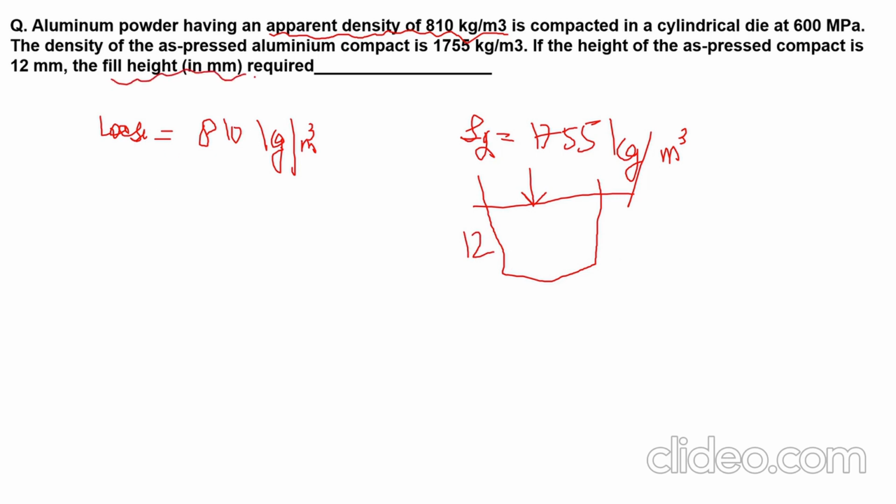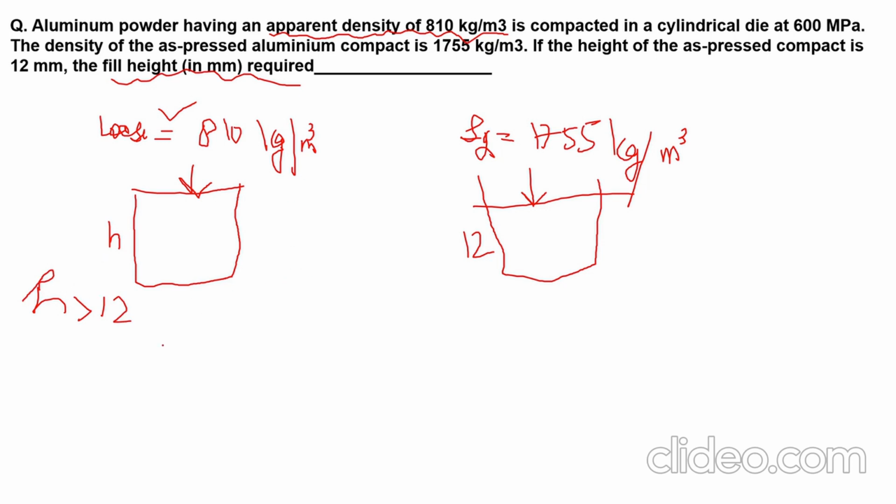Fill height means what was the height of the bed before it was subjected to compaction. That is, when it was in this loose powder form, what was the height of the powder, or the fill height. That fill height is always represented for the apparent density, where the powder is loosely present in a compact. So you have to find a fill height. So this will be something, H. Obviously H will be greater than the 12 value, because we are having a fill height before you have densified the material. So this will have a higher height as compared to this 12.